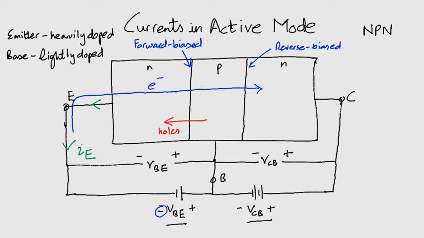Now, most of the diffusing electrons from the emitter region are going to successfully reach the collector base junction. What I mean by successful is that a very small percentage will combine with holes in the base region and will not be able to move forward. However, since the base is very thin, this proportion is very small.